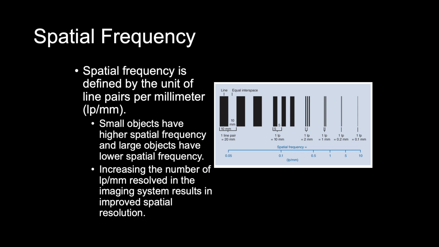And then so forth, it goes down. So it'll show the spatial frequency. It shows 0.05 all the way up to 10 line pairs per millimeter of spatial frequency. So it starts down here. This is 0.1 and goes all the way up to 10 each, adding to 20 millimeters for that line pair.